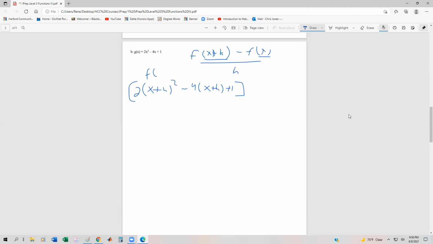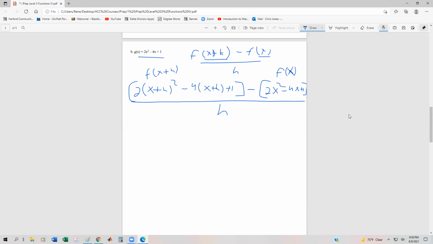So that's our f at x plus h. We're going to subtract out the original function, which is f at x, and that's going to be this function, which is 2x squared minus 4x plus 1. And we're going to divide all of that by h. All right. Now, similar to what we did in the last problem, we're just going to go ahead and FOIL a whole bunch of stuff.